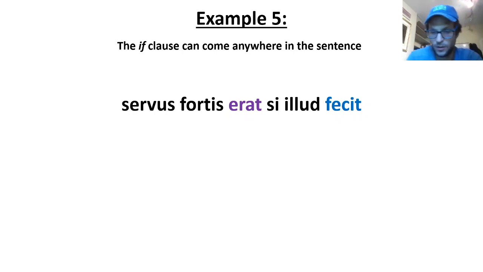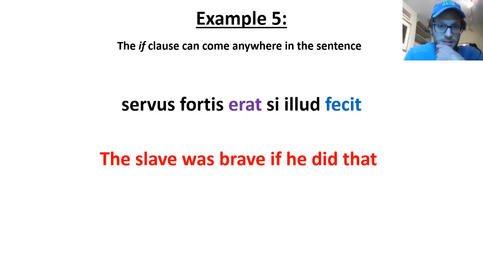5, 4, 3, 2, and 1. So the slave was brave, si illud fecit, if he did that. If he did that. There's our conditional at the end.